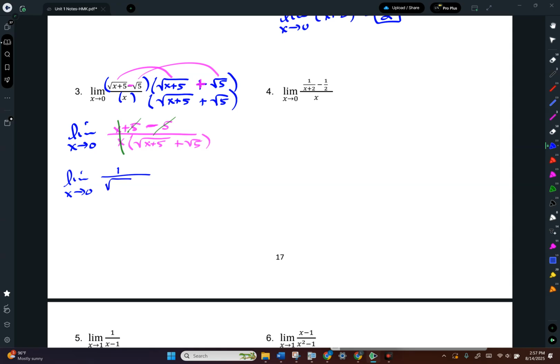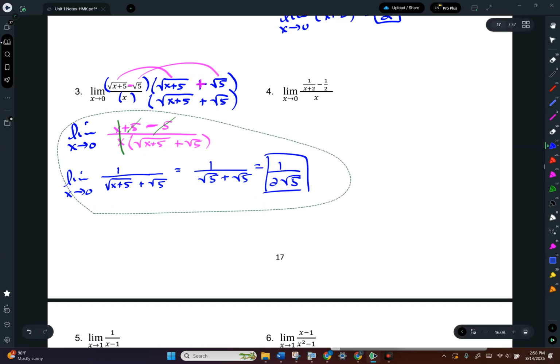And in the denominator, all I have is the square root of x plus 5 plus the square root of 5. Okay, I know it's ugly, but can you substitute? Remember, we're putting a 0 in for x, okay? If I put a 0 in for x, I'm going to have 1 over, well, 0 plus 5 is 5, the square root of 5 plus the square root of 5, which would be 1 over 2 square root of 5. So that's my predicted y value. Again, I know it's ugly. I don't care. That's my predicted y value.